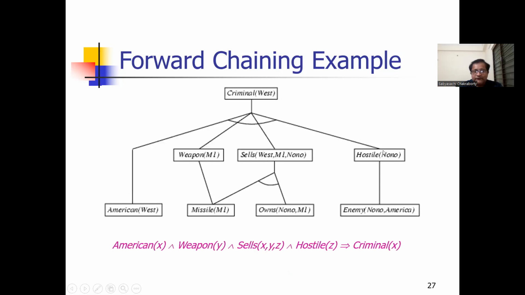Now in the next step, what do we have? West is an American and M1 is a weapon. And also West sells M1 to Nono and Nono is tagged as hostile. So what does it mean? West is an American, M1 is a weapon, West sells the weapon to Nono, and Nono is a hostile country. So all four ANDed together give a conclusion: criminal.